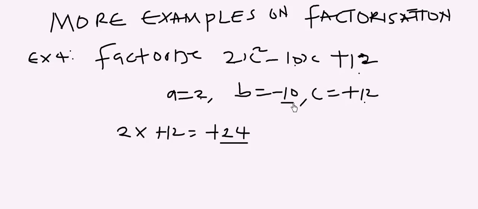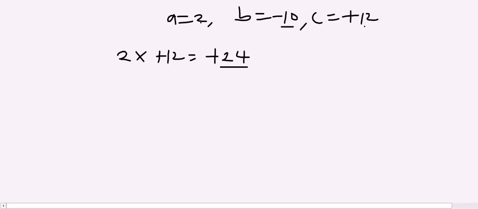So what factors readily come to mind which when multiplied give us plus 24, but when added give us minus 10? One fundamental principle which we must establish here is that we have plus 24 here. Since C is positive and the sign of B is negative, that simply implies that the factors which must be chosen, both of them must be negative. So what factors really come to mind?